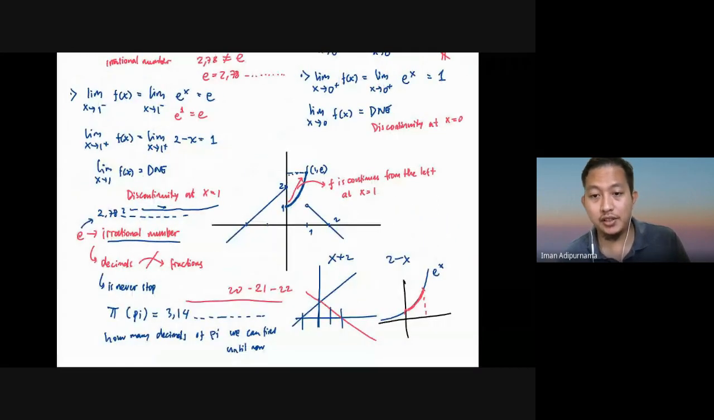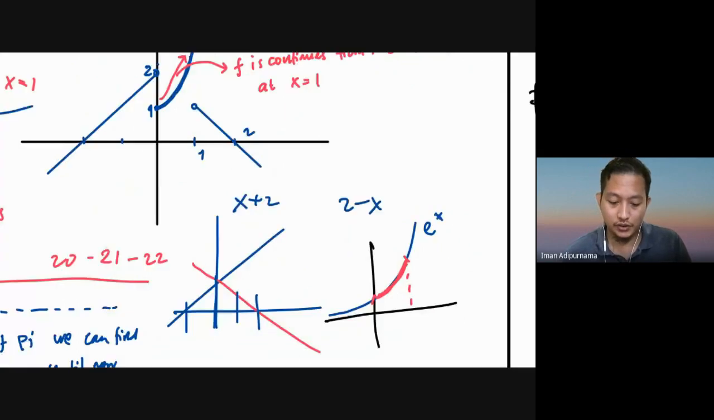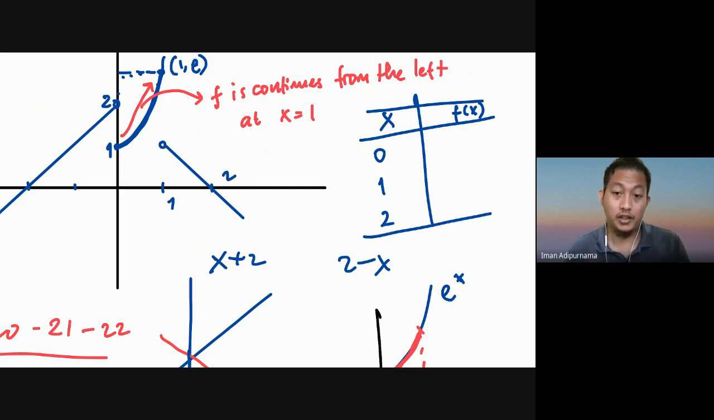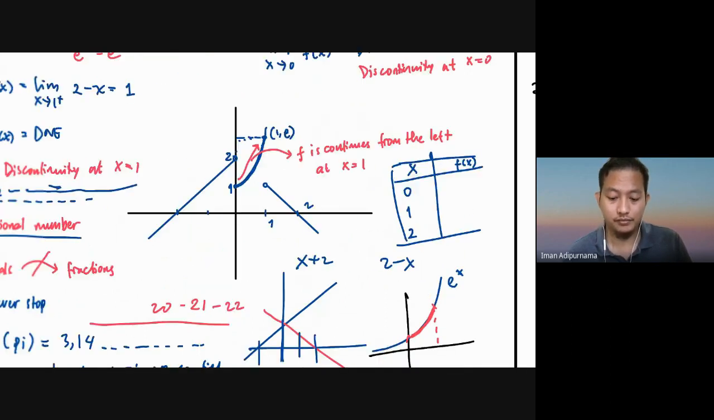You can also use a table to see the values. For example, x is from 1, 0, 2, and then you can check the functions one by one: when the function is 2 minus x, when the function is e to the x, and when the function is x plus 2. You can plot the point, and then you can find the value for the function.